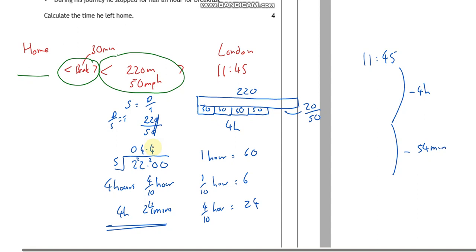So take away 4 hours. That'll give me 7:45. And then I think I'll take away 45 minutes to get me to 7. So I'll take away 45. And then I still need to take off another little, what's that, 9 minutes? And then take away 9. So that's going to give me 6:51 if I take away the 9.